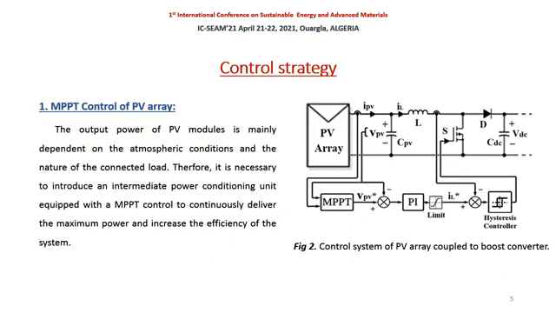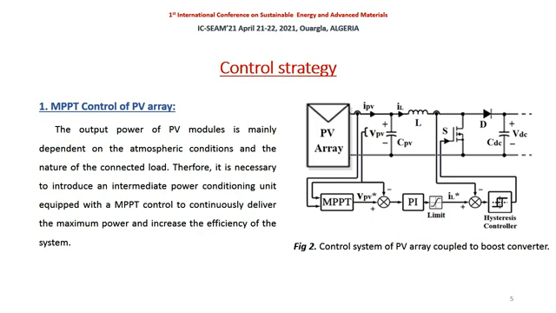First, MPPT control of PV array. It is well known that the PV power generation is highly dependent on the atmospheric conditions such as the solar irradiance and temperature. Therefore, an MPPT controller is required to continuously extract the maximum power from the PV modules regardless of the weather conditions. The control depicted in this figure is based on two control loops.